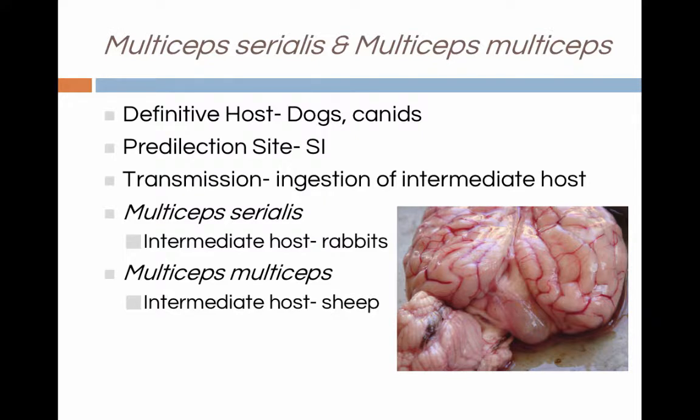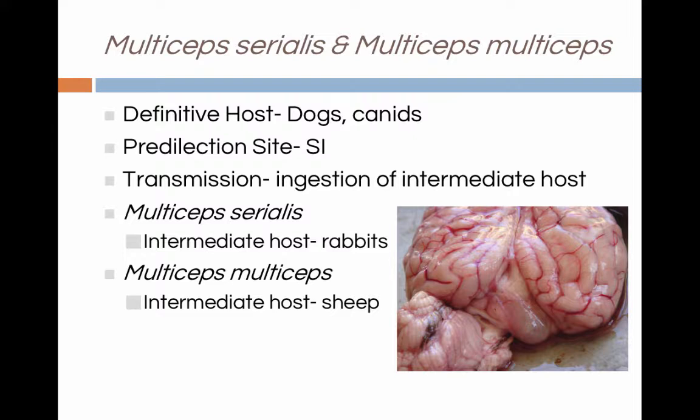All right, so let's talk about Multiceps serialis and Multiceps multiceps. Isn't that one lovely? Multiceps multiceps. You only have to memorize the word once. Beautiful, beautiful. For all you spellers out there that are struggling, you should rejoice over that one. Okay, so with both of these, the definitive host is a dog or a wild dog.